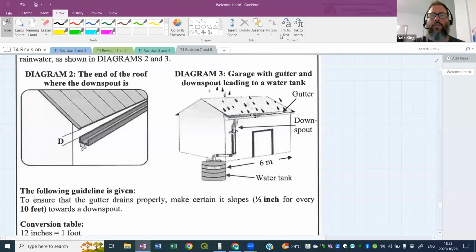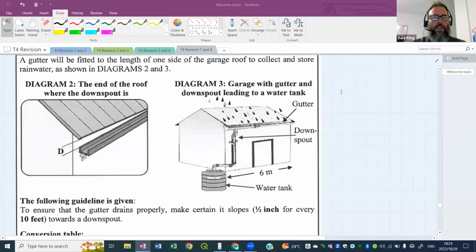Now, I like this question that's coming up. Let's read it. A gutter will be fitted to the length of one side of the garage roof to collect and store rainwater. Guys, this is a real life issue. Rainwater tanks, as shown in diagrams 2 and 3. So you've got diagram 2, the end of the roof where the downspout is.